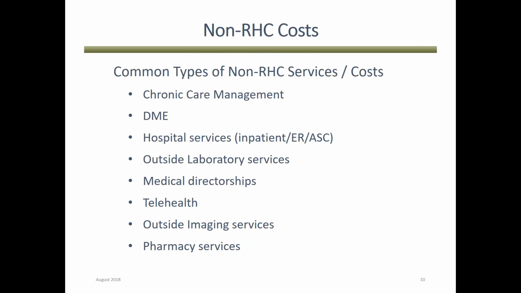What are some common types of non-RHC services and costs? You see them listed there. We have chronic care management, durable medical equipment, and any services that practitioners render to hospital patients. That would be visiting hospital inpatients, visiting people in the emergency room, or in an ambulatory surgery center. Outside laboratory services, and those are laboratory services beyond those mandated by CMS to be provided by the RHC.